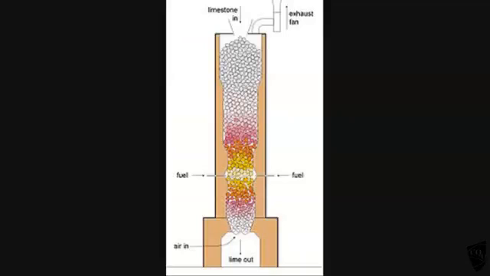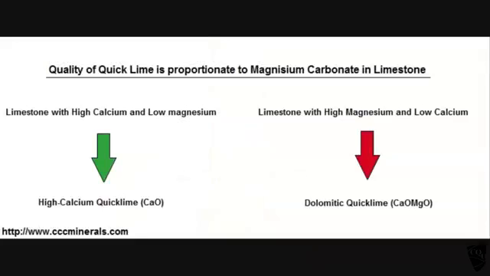The reaction only begins when the temperature is around 900 degrees. Once the reaction starts, the temperature must be maintained above the required temperature. This process is called calcination. Then finally, quicklime is taken out from kilns. It creates different types of quicklime, depending on the concentration of magnesium carbonate in the limestone.